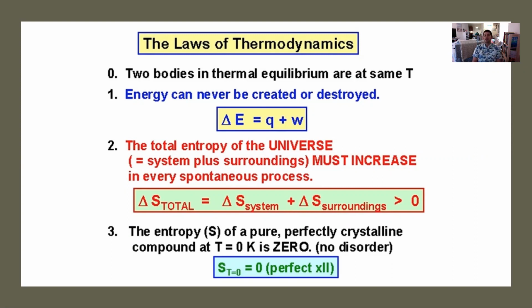We've seen the first law here. Energy can never be created or destroyed. So the energy in the universe is just changing forms. We know that delta E equals Q plus W, right? It equals our heat plus our work.